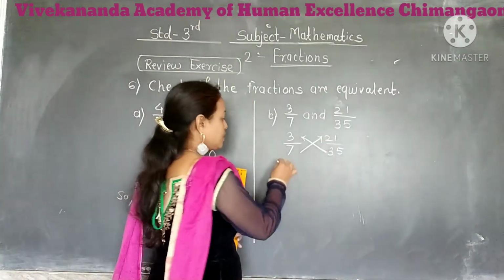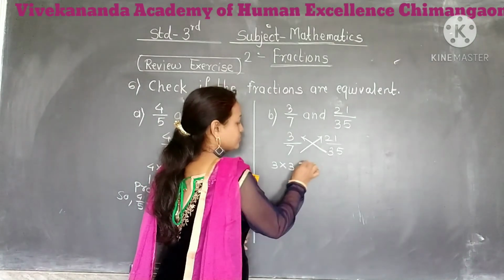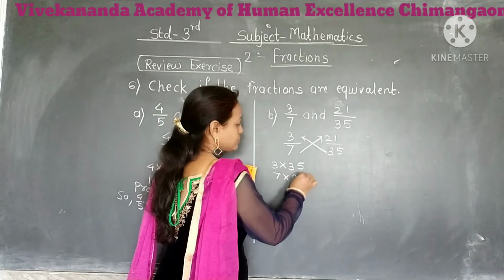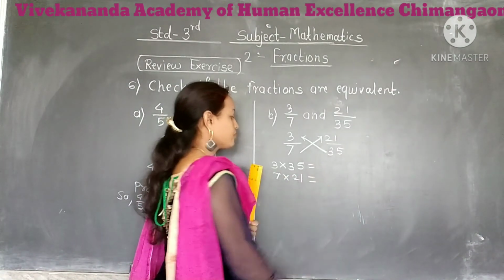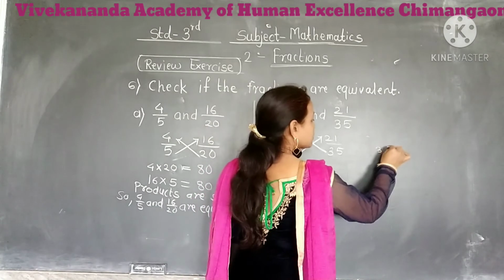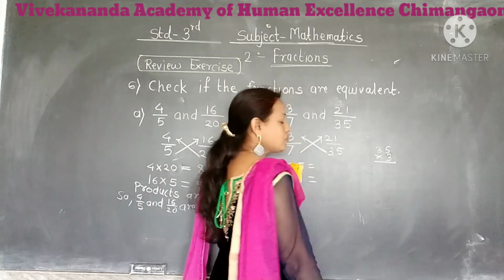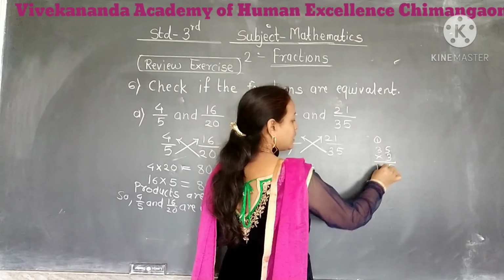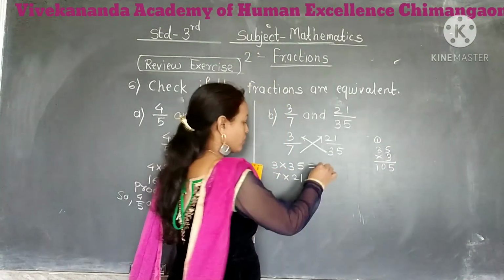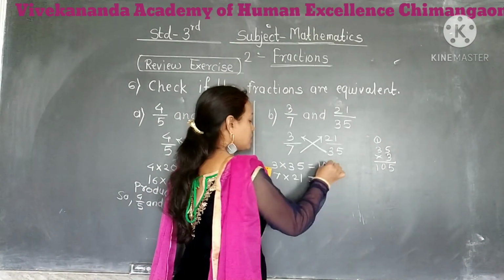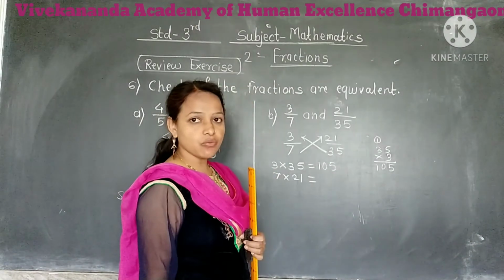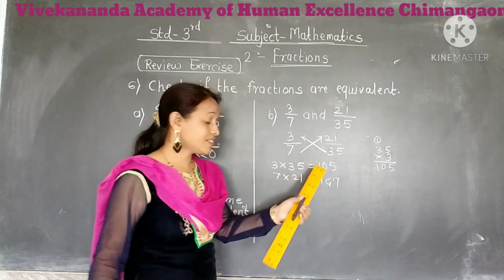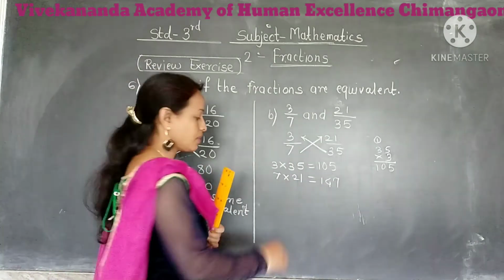So multiply 3 by 35, as well as we multiply 7 by 21. 3 5s are 15, 5, carry over 1, 3 3s are 9, plus 1, 10. So we get the product 105. 21 7s are 147. So if you observe here, the products are not the same.